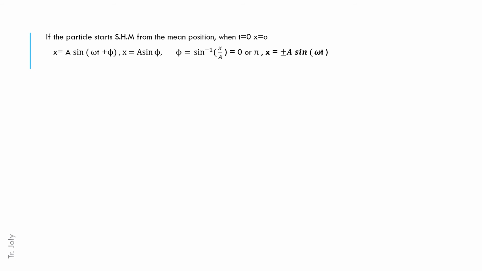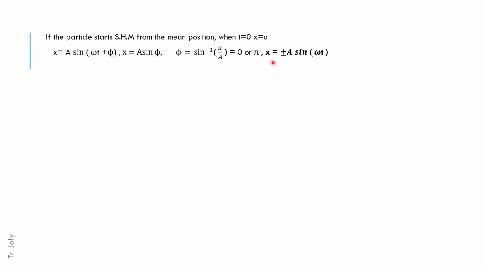Next we are considering the special cases. If the particle is initially at the mean position, that is when t is equal to 0, x equal to 0. Apply this condition in the equation x equal to a sin of omega t plus phi. Then we will get x equal to a sin phi, because the omega t term becomes 0. Then we can write sin phi is equal to x by a, so phi is equal to sin inverse x by a. This is equal to 0, meaning phi is equal to 0 or pi. So x equal to plus or minus a sin omega t, because sin 0 or pi is equal to 0 only. So phi becomes 0.